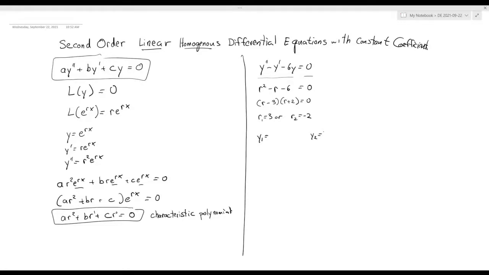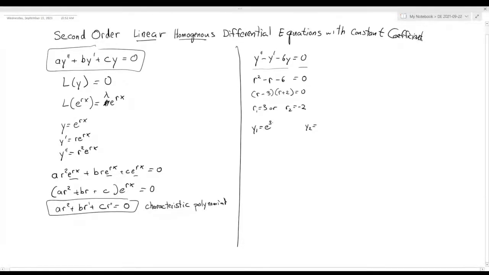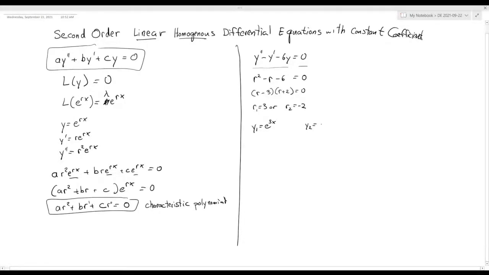They should be e to the power r1 x. So y1 would be e to the power r1 x, which is 3. By the way, this is wrong. I was just supposed to say some multiple of that. Sorry about that. We assumed solutions in this form, so we can make y1 equal e to the 3x, and y2 is e to the -2x.